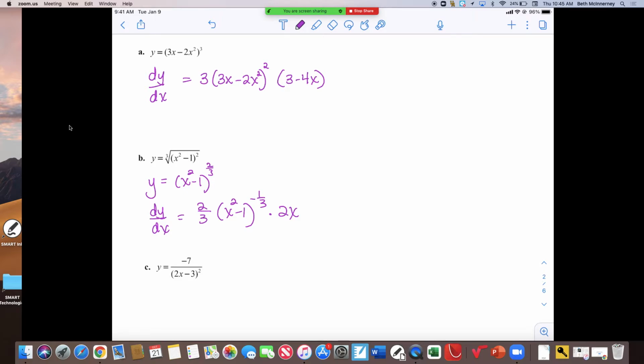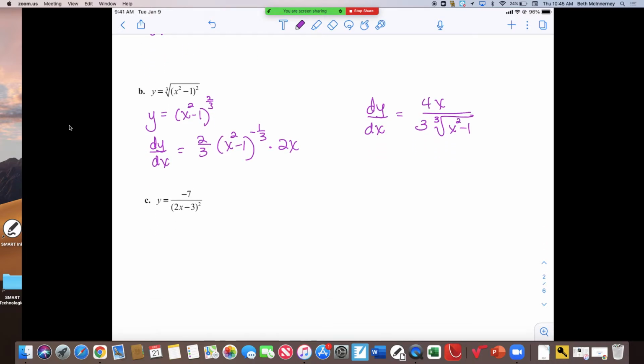All right, so here we go. I brought down the power, decreased the power by 1, and then took the derivative of the inside. This is an acceptable answer. However, I doubt that's what it would look like in a multiple choice. If I had to guess, this is what an answer might look like. 4x over 3 cube root x squared minus 1.